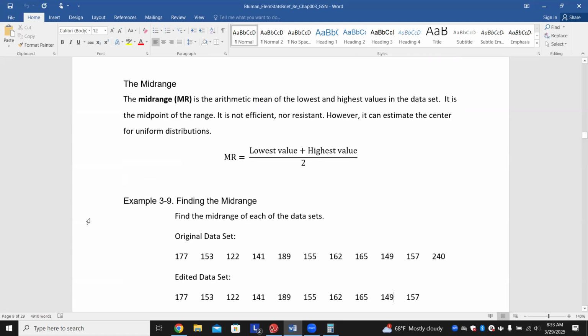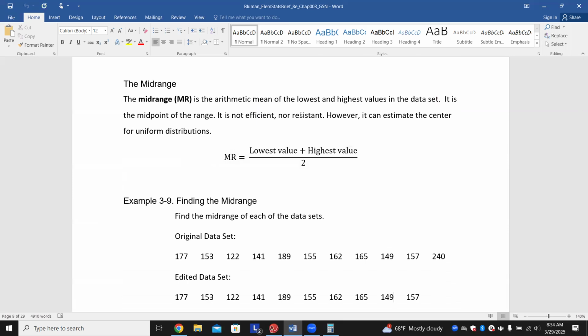The next central tendency is called the mid-range. So the mid-range is the arithmetic mean of the lowest and highest values in the data set. It is the midpoint of the range. It is not efficient nor resistant. However, it can estimate the center for a uniform distribution.